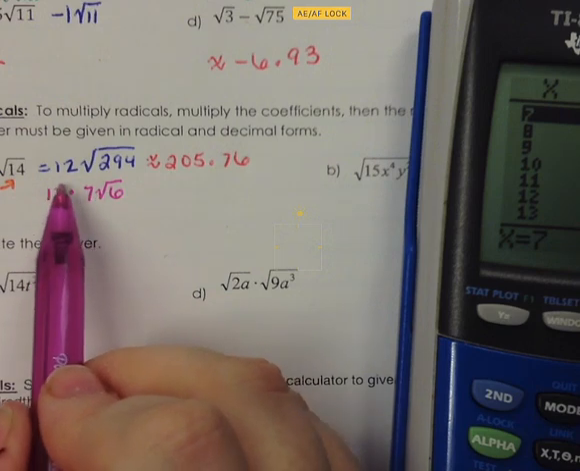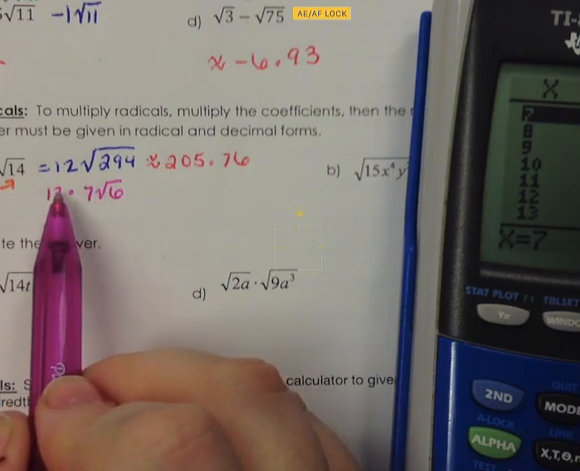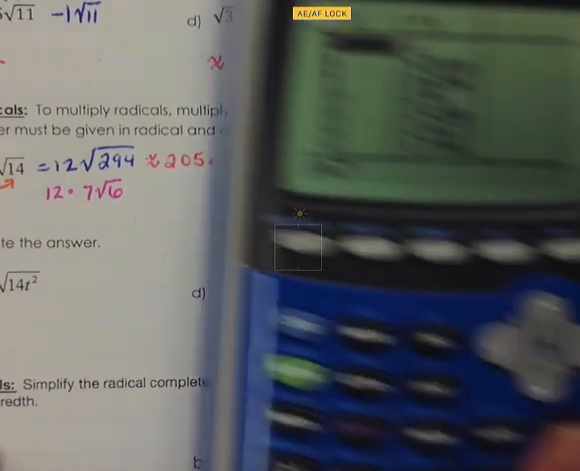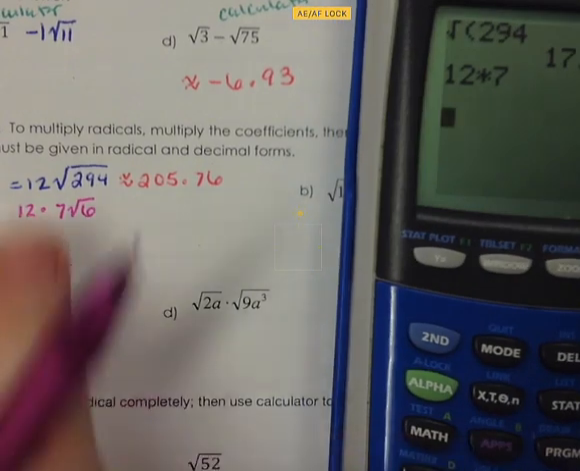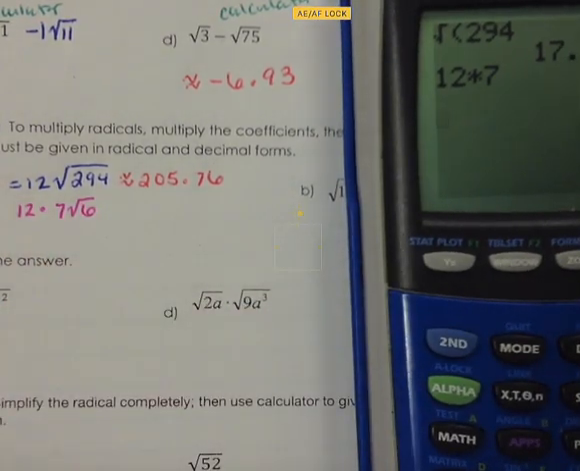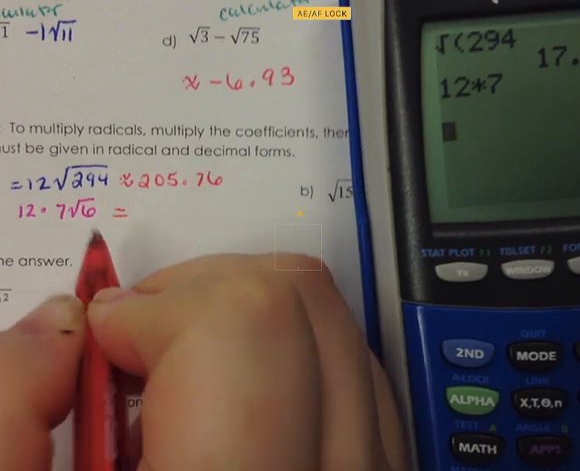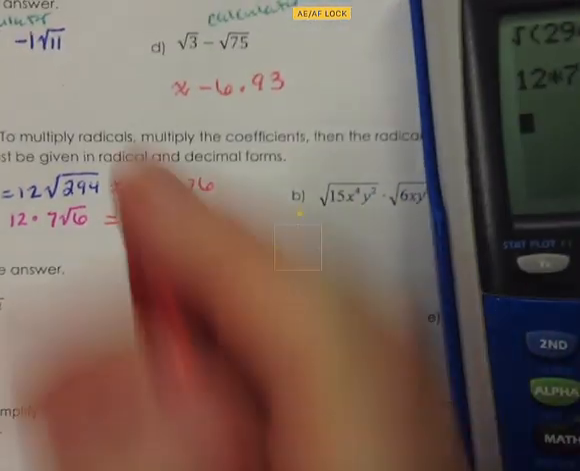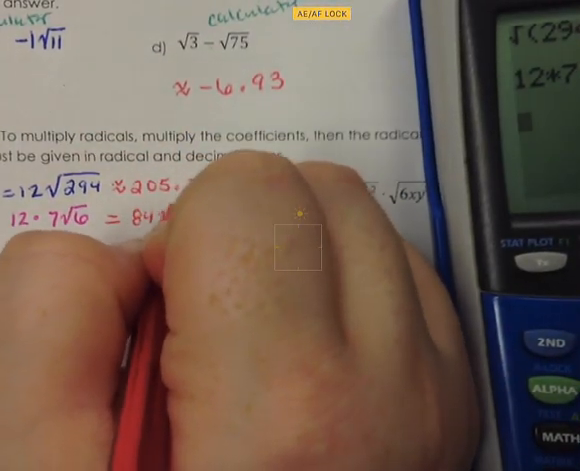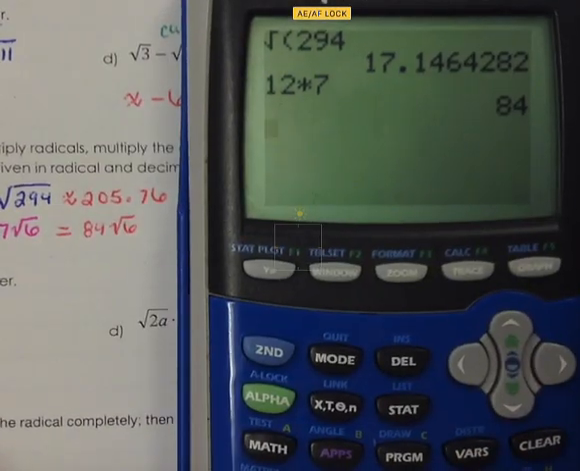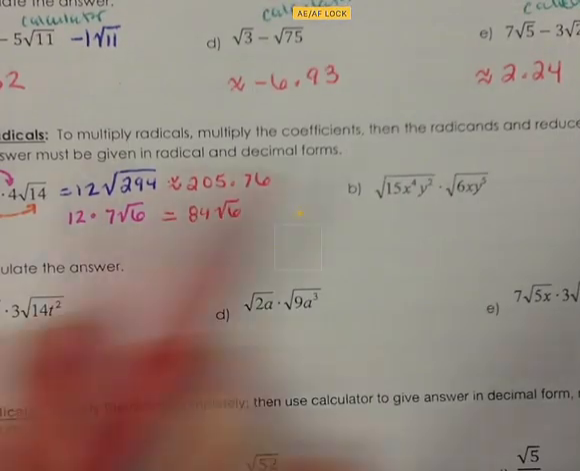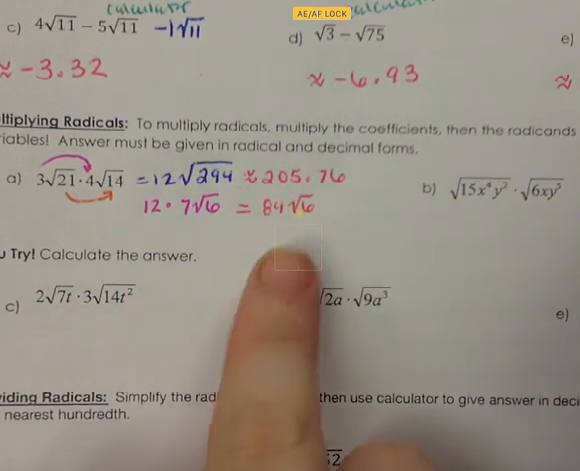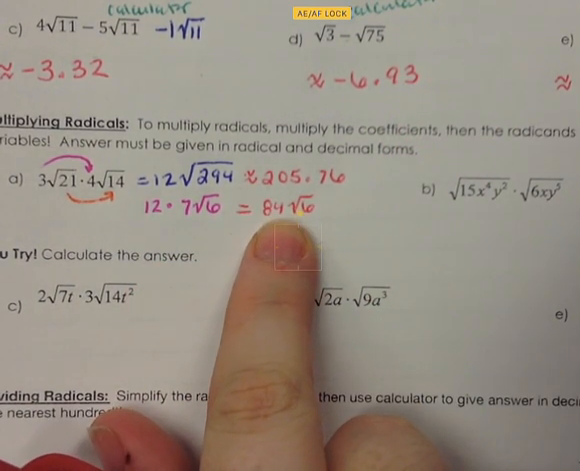Now what you do is just multiply your coefficients. 12 times 7 is 84, and we keep our radicand. So this is actually equal to an exact answer of 84 square root of 6. And we can actually check that. 84 square root of 6 gives us the exact same decimal we had earlier. So this is radical form. You can put it in your calculator just to get the decimal value, but this is the completely simplified version.